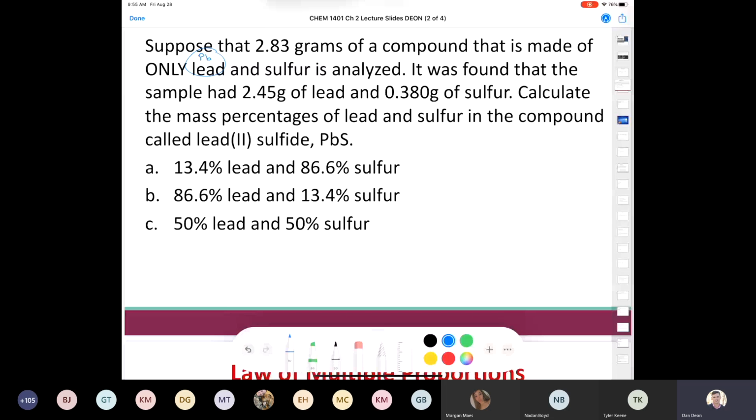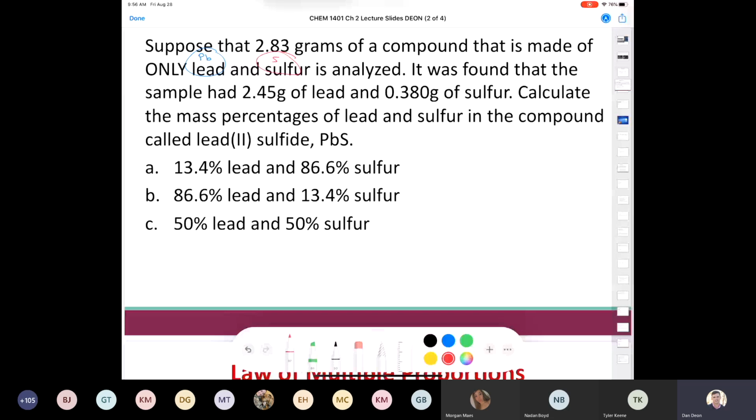Anyhow, the atomic symbol for sulfur is S. So you have some kind of compound. You don't know what the compound is, but it says you got 2.83 grams of it, and it was analyzed in a lab somewhere, and it was found that the sample had 2.54 grams of lead and 0.380 grams of sulfur. Calculate the mass percentage of lead and sulfur in the compound called lead(II) sulfide.